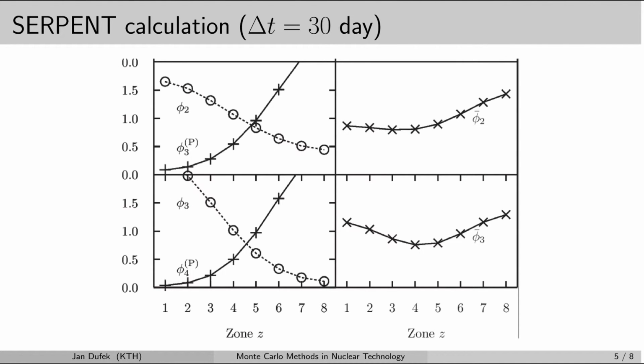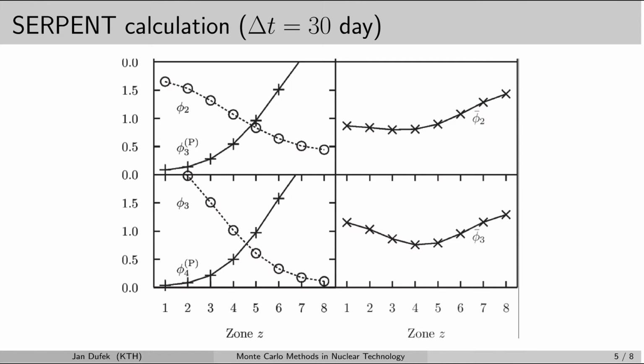So here I have results from yet another test calculation, which is done with the real Monte Carlo burnup code, Serpent. In this case, the system represents a slab. However, it has reflective boundary conditions on both sides, so there is no leakage, and therefore the neutron flux in the system should be flat.